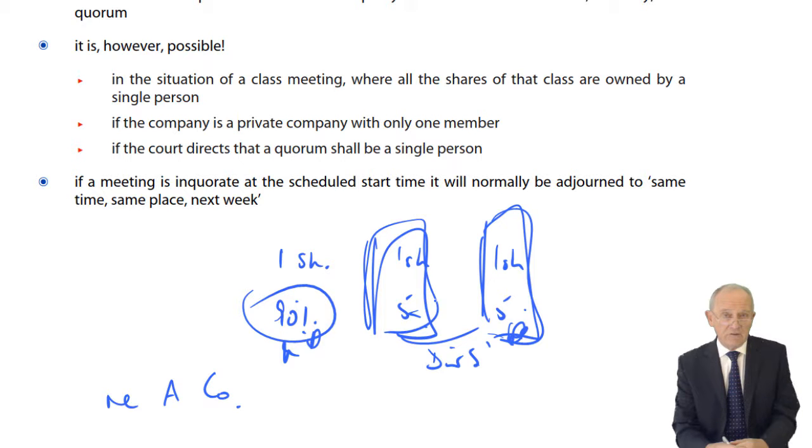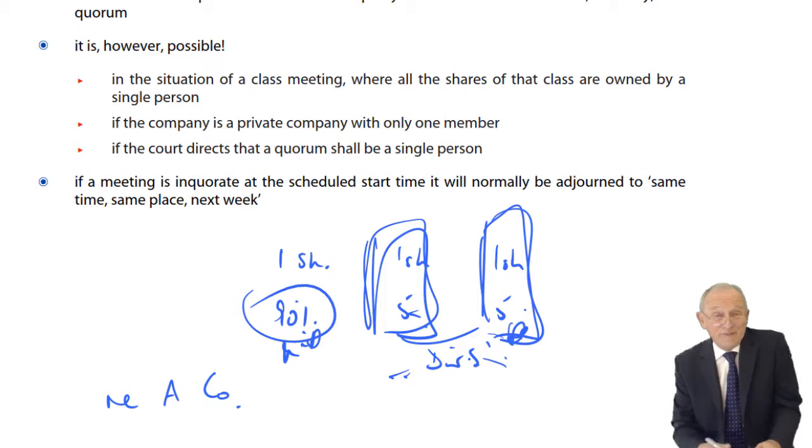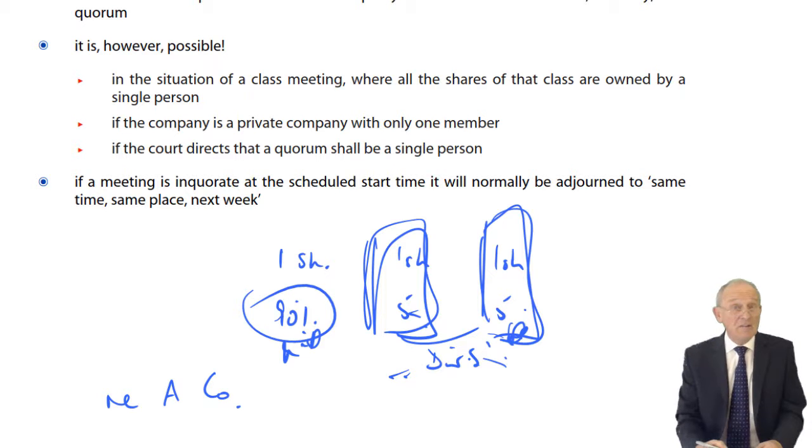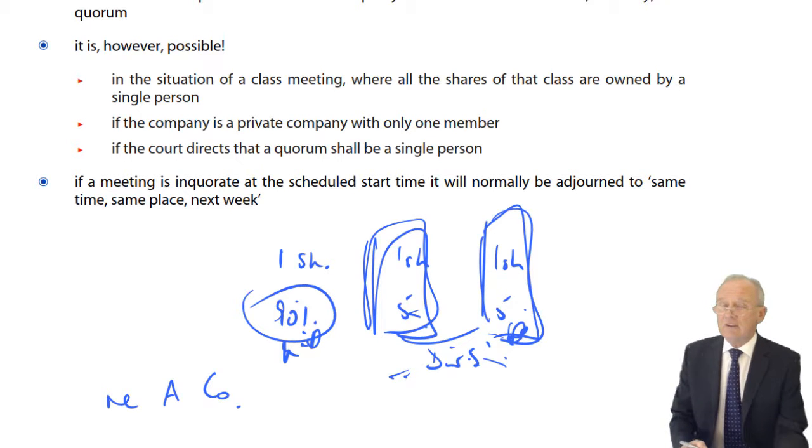So there it is on the agenda. The second meeting, he turns up and these two don't. And they just didn't turn up at the meeting. So he couldn't have a meeting on his own because there was no director there to conduct the meeting. So he had to go back to court and he said to the court, will you direct that I can have a meeting on my own?